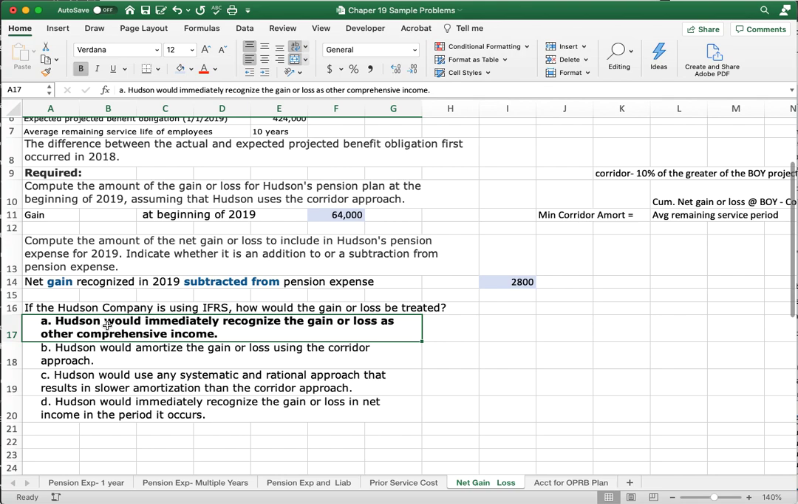And that is different, obviously, than GAAP, where we're using this amortization. It used to be the same, and then IAS 19 was amended. And so it no longer does align with GAAP, obviously.